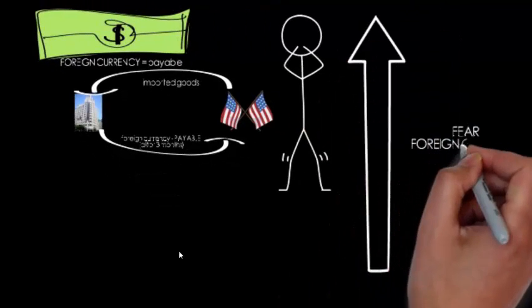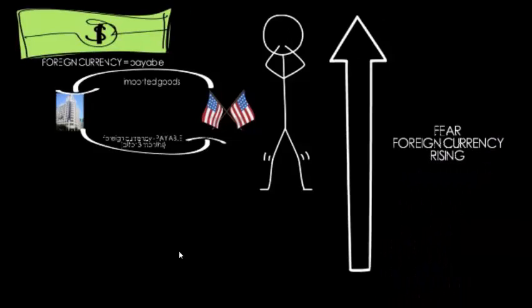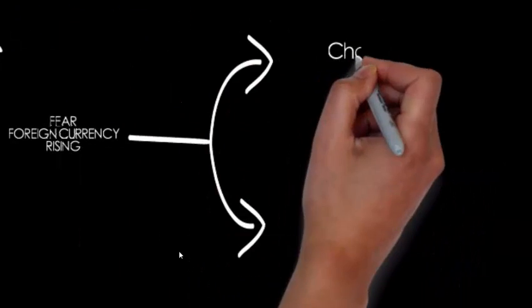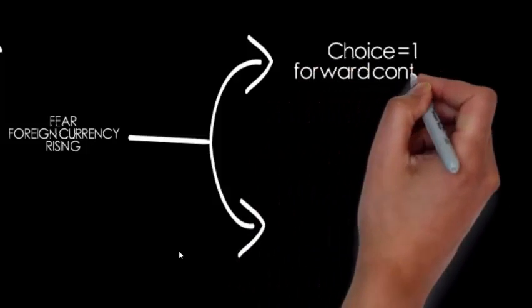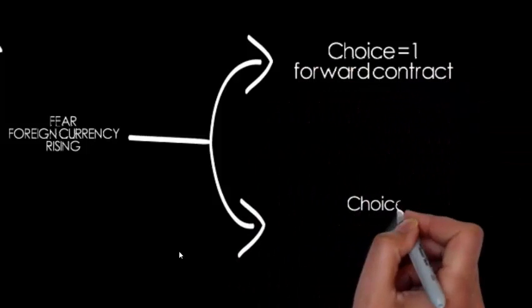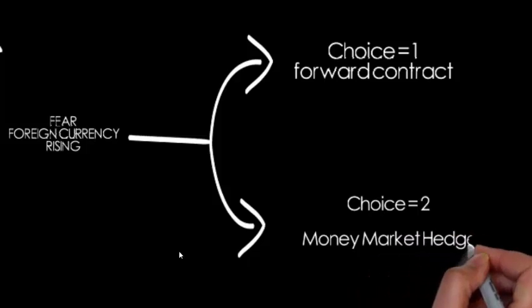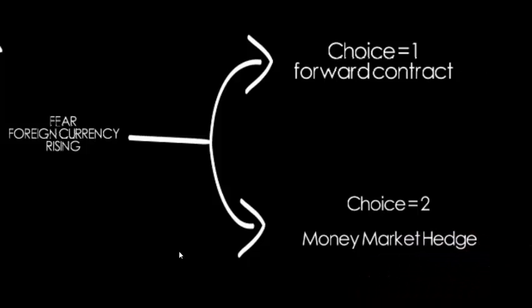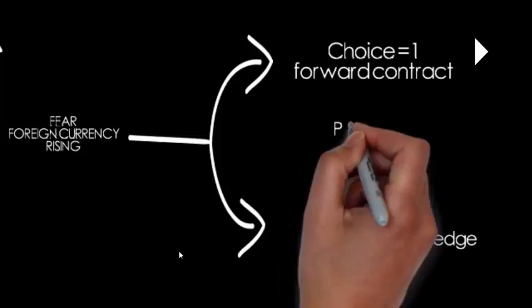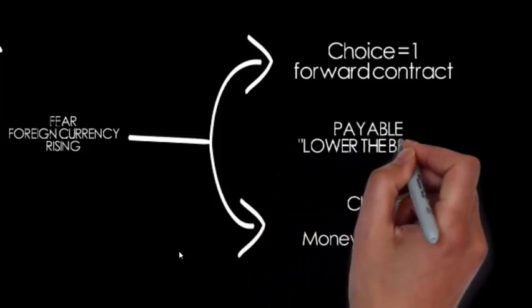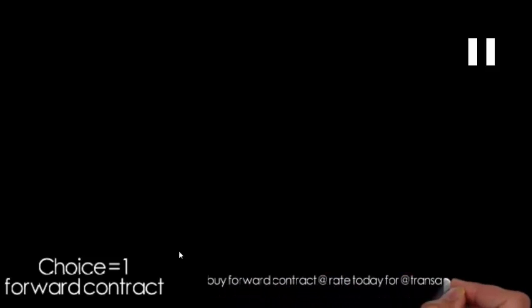So I can eliminate this foreign currency rising risk in two ways. The first choice is to enter into a forward contract, and the other choice is to enter into the money market hedge. Now, what is this forward contract concept? It is entering into a contract, deciding a specified rate today, and the transaction will take place in the future. So we are just going to lock the rate.